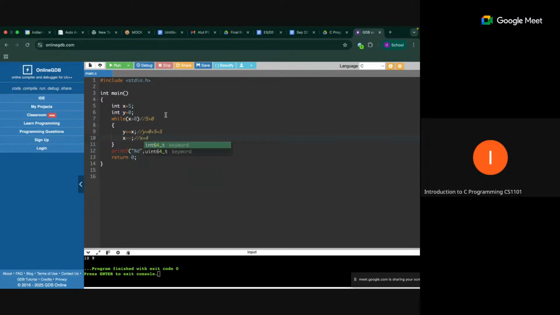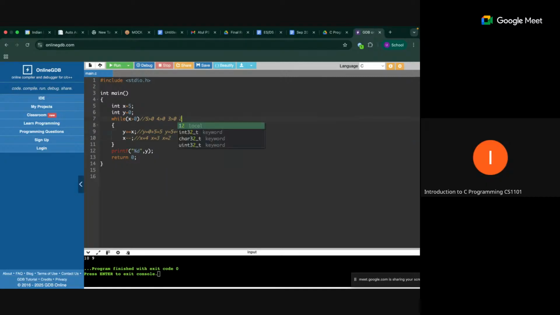Again, it has to check the condition. Is 4 greater than 0? Yes. So now what is the y value? 9. Yes, 5 and present x value is 4, it becomes total 9. Then what is the x value now? It becomes 3. You will check whether 3 is greater than 0. Yes. So y is equal to 9 plus 3. So what is the value? 12. Then x value becomes 2.